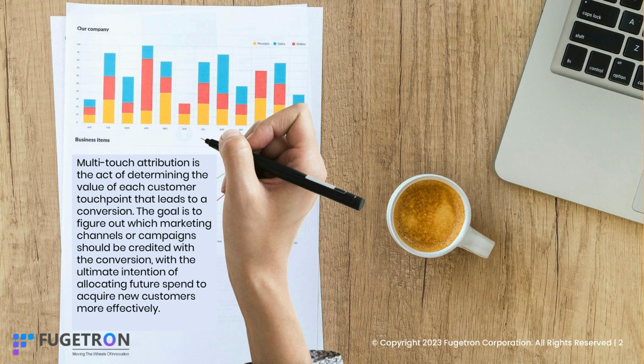Multi-touch attribution (MTA) is the act of determining the value of each customer touchpoint that leads to a conversion. The goal is to figure out which marketing channels or campaigns should be credited with the conversion, with the ultimate intention of allocating future spend to acquire new customers more effectively.